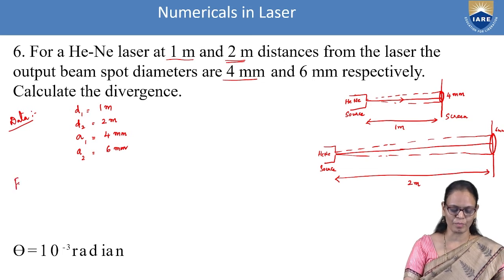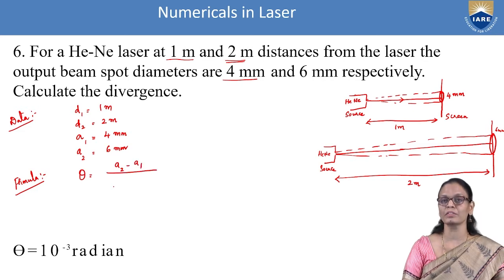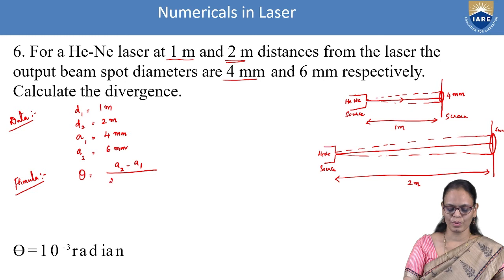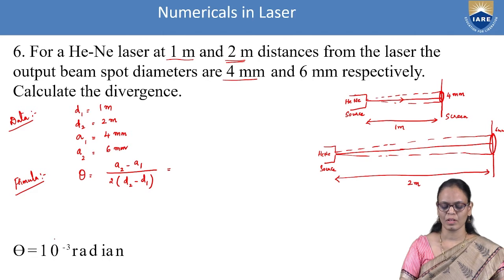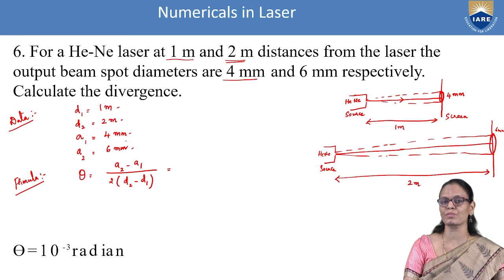Now we have to write the formula for divergence. We have already discussed this formula. Theta is equal to A2 minus A1 upon 2 into D2 minus D1. Now this is in meter and this is in millimeter. We need to convert this into meter. So 4 millimeter will be equal to 4 into 10 power minus 3 meters, and 6 millimeter will be equal to 6 into 10 power minus 3 meter.